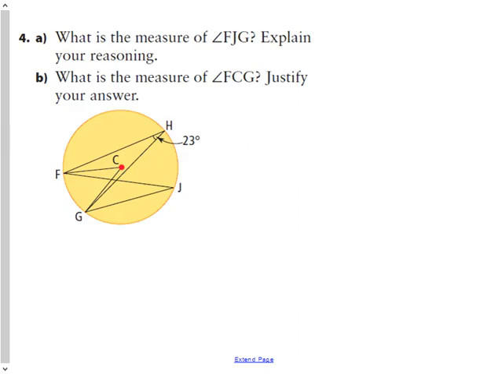Question 4. Do we have to do 4? Okay. What is the measure of angle FJG? So F to J to G. What is the measure of this angle right here?